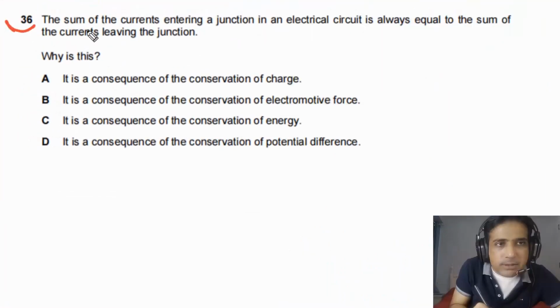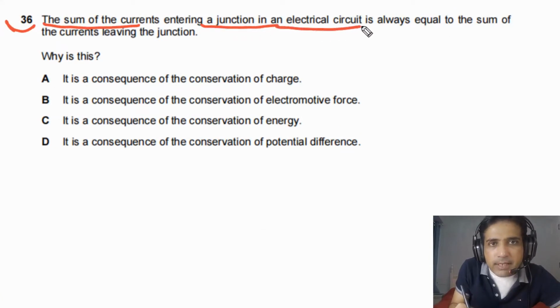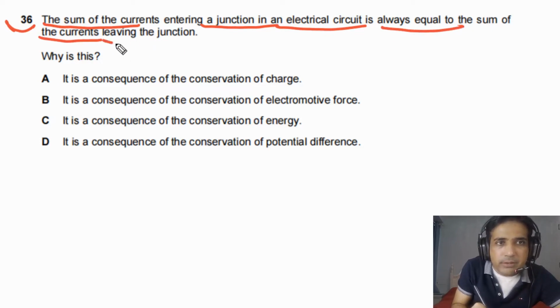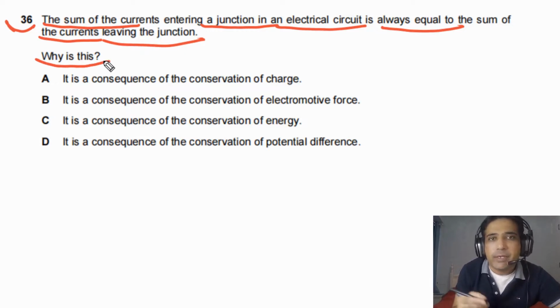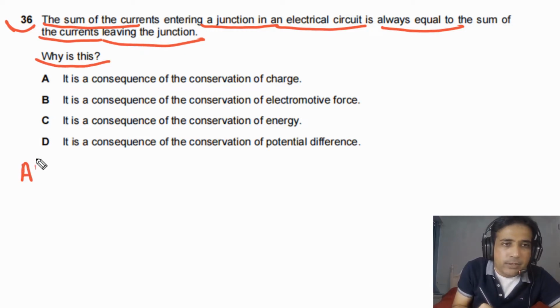For question number 36, it is given to us that the sum of currents entering a junction in an electrical circuit is always equal to the sum of the currents leaving the junction. Why is this? So we need to justify this one. Let's try to understand what is happening at any junction in a circuit.